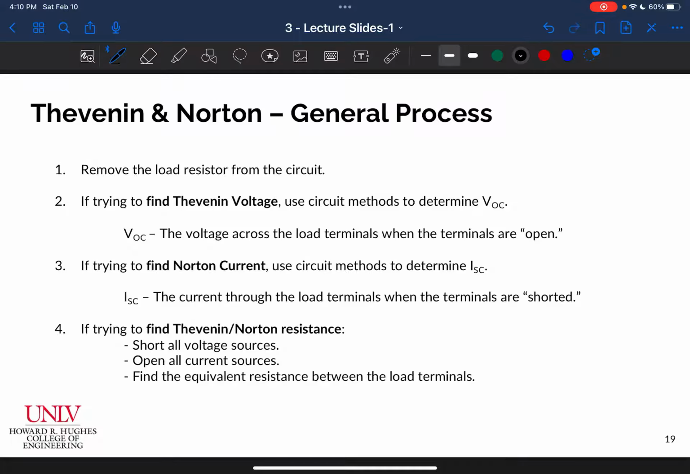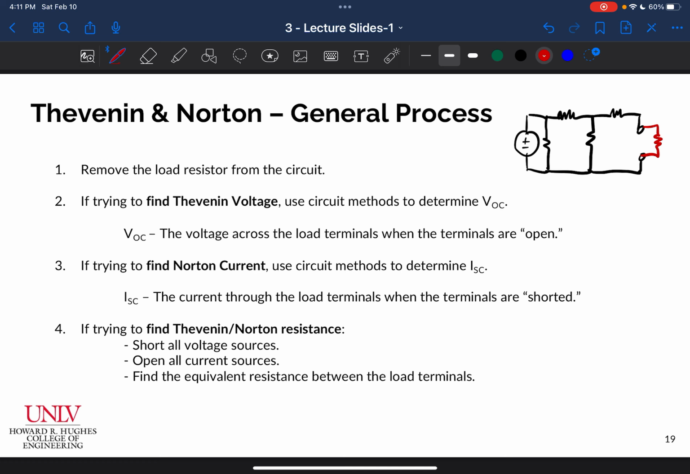bit daunting. I only have words on this slide, so I don't have a whole lot of room to write. Hopefully I can just talk through it, and then we can go right into solving an example. Basically, the Thevenin and Norton general process here, I'll just draw a little circuit. So let's say I had a circuit, and I have some interesting things going on in my circuit, and then I have my load resistor connected right here. I'm going to draw it in red.